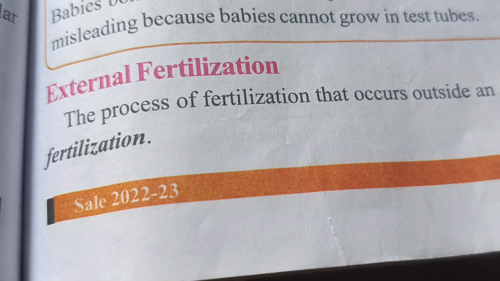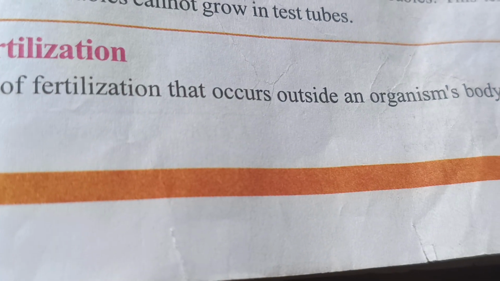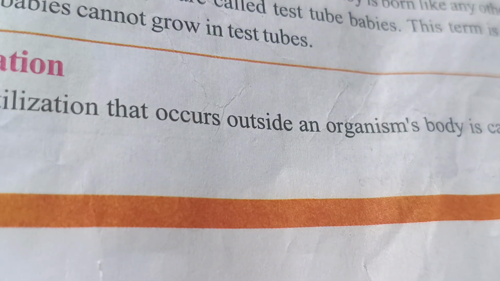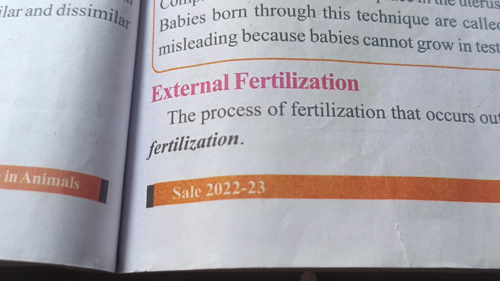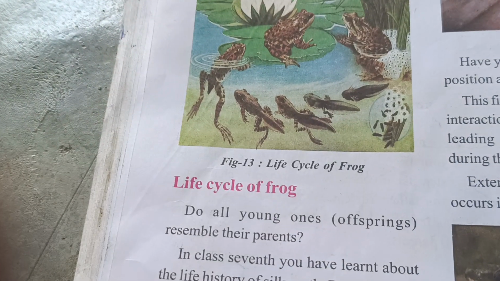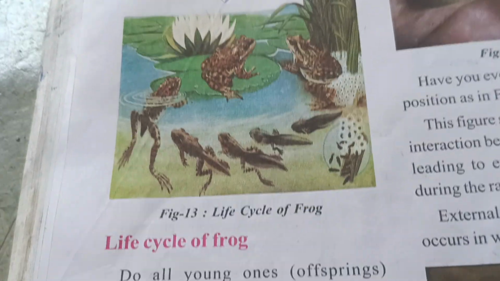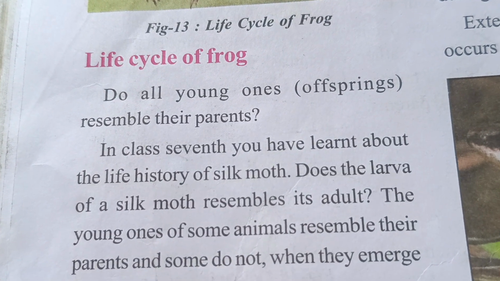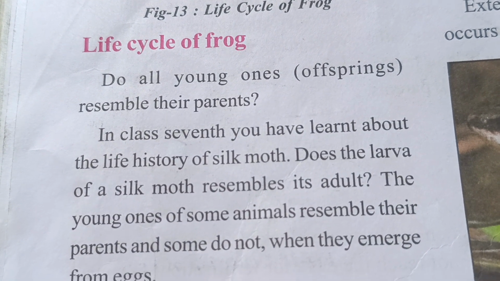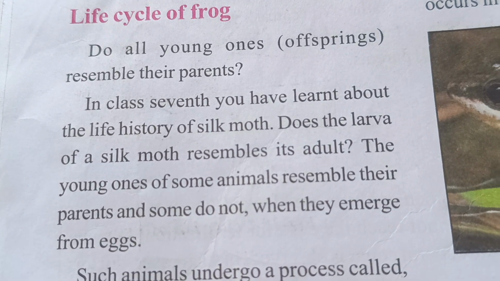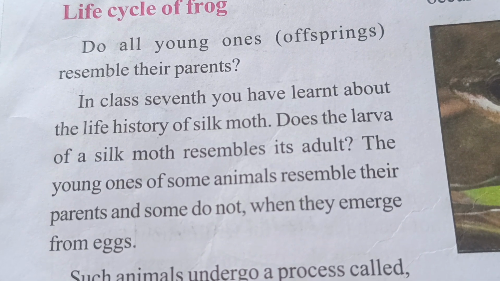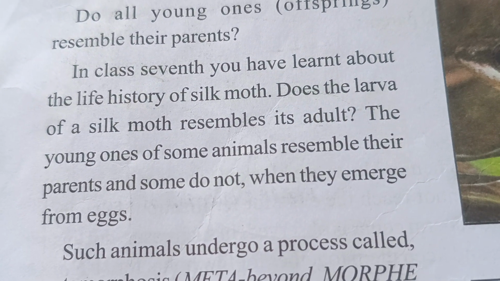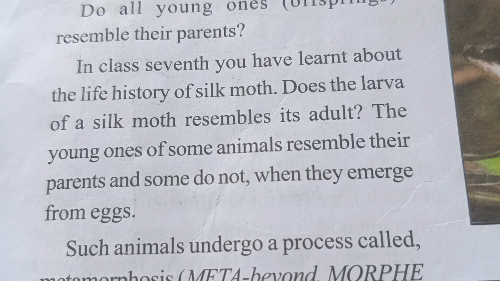External fertilization. The process of fertilization that occurs outside of an organism's body is known as external fertilization. Frog reproduction occurs outside the body. In the life cycle of the frog, do the young ones resemble their parents? In class 7, you have learned about the life history of the silk moth. Does the larva of the silk moth resemble its adult?